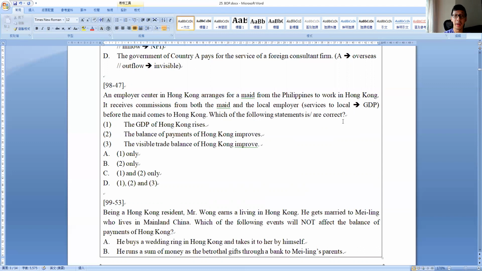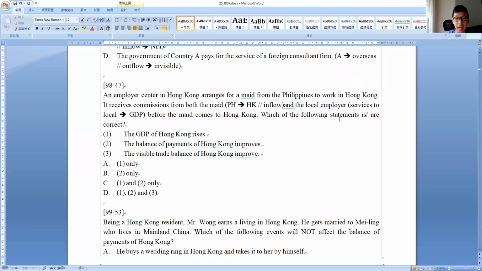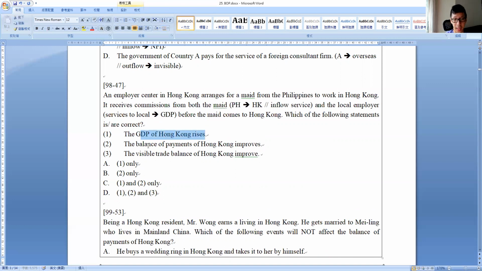Now what about the maid? The commission from the maid. Now remember, maid. Then it would be Philippines paying money to Hong Kong. And this will be an inflow of money. And since this is, let's say, an agency service, a referral service, therefore it will be in a service account or invisible trade. So GDP rises, yes. Balance of payment improves, yes.